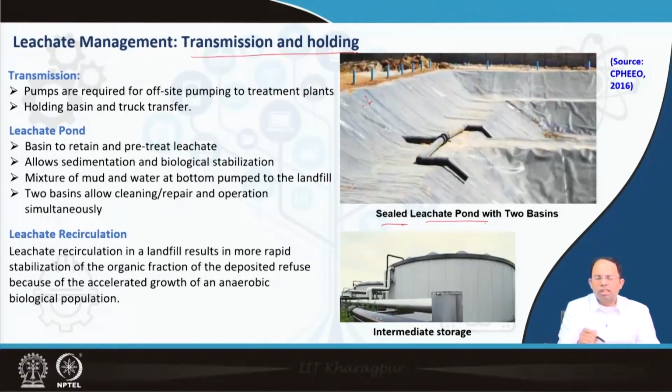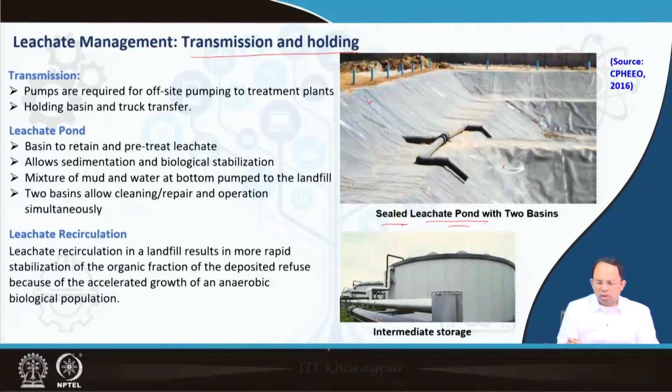These HDPE layers are given so that the leachate doesn't mix into the surrounding soil. And usually two basins are created so that at least one is always operational, so we can clean or repair one, whereas the other can be kept operational, right? So this is what is being shown over here.